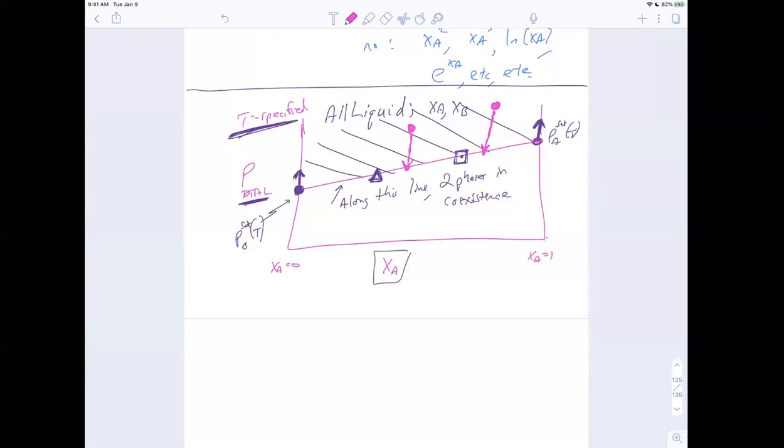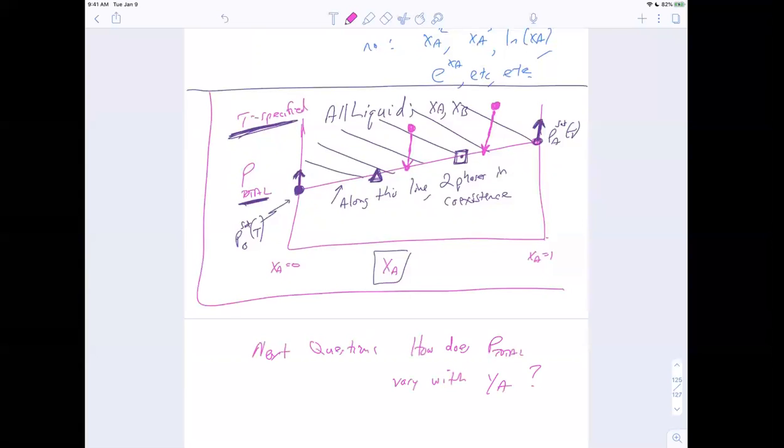So the next question, and I'll just leave you with this, the next question, which is for Friday, is: how does P total vary with Y sub A? So that's the next question. Today we found this. Next class, we're going to ask, solve and answer how does P total vary with Y sub A, and we're going to then plot both of those results on the same plot.